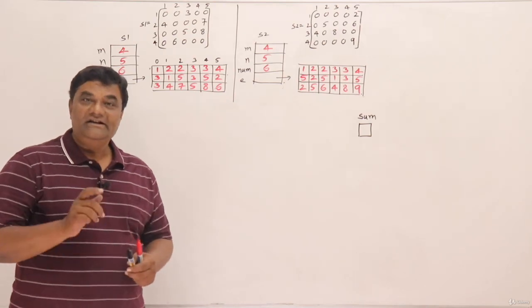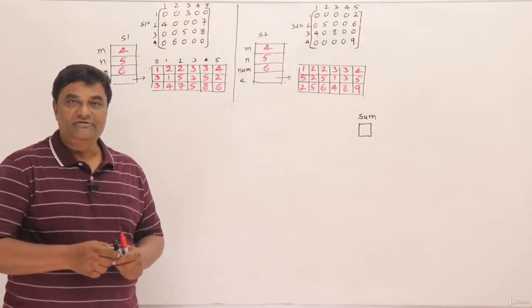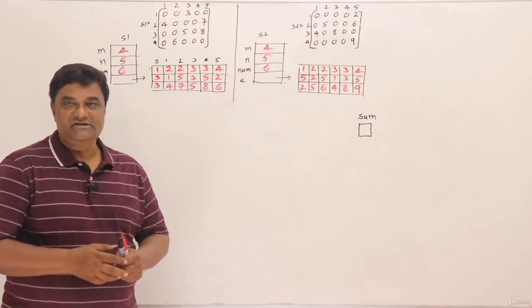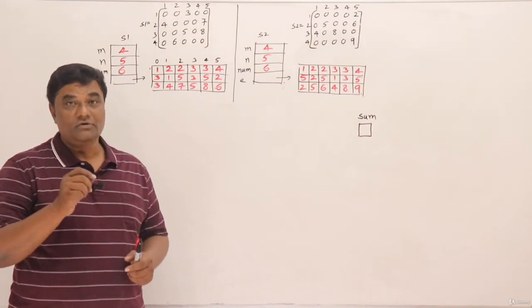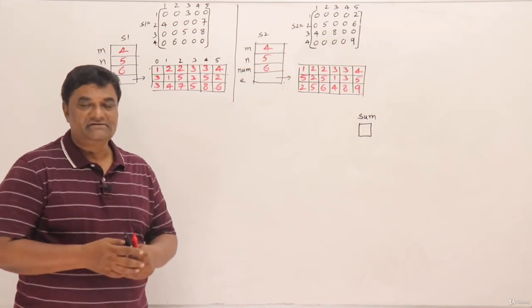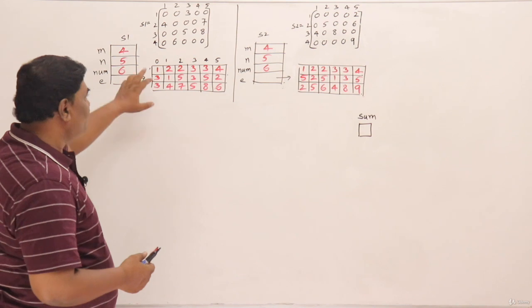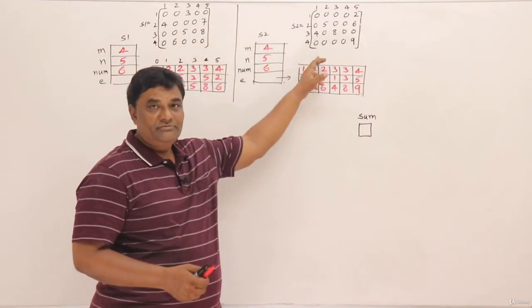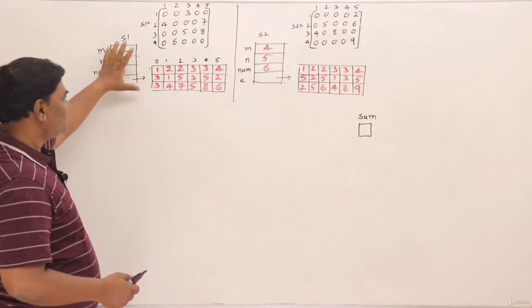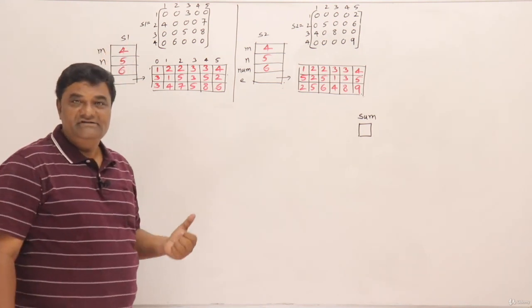Let us look at addition operation of two sparse matrices. So already I have discussed how addition is done, but now let us write on the code a function for adding two sparse matrices. So for example, I have taken two sparse matrices S1 and S2, and this is their representation. That's a structure called sparse.